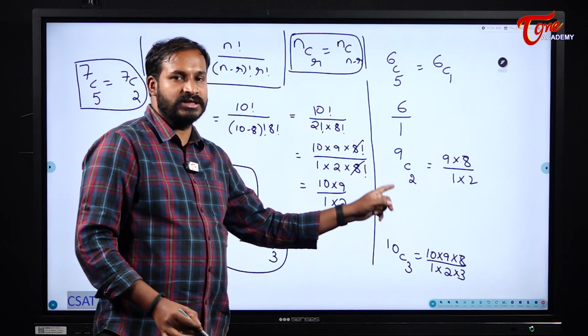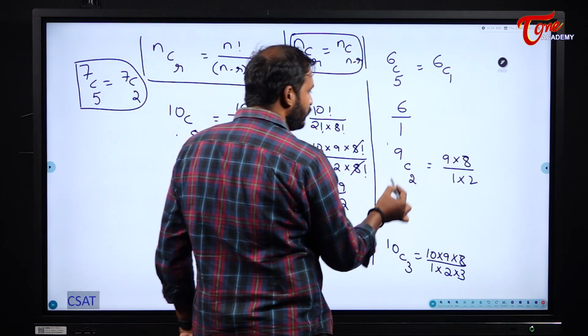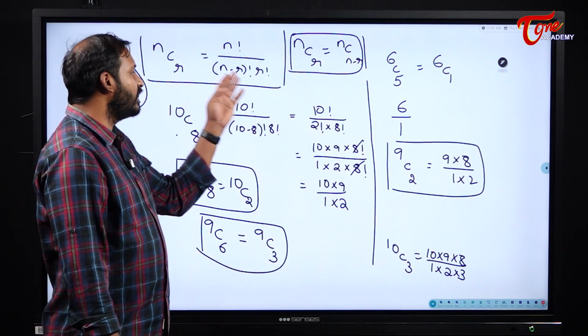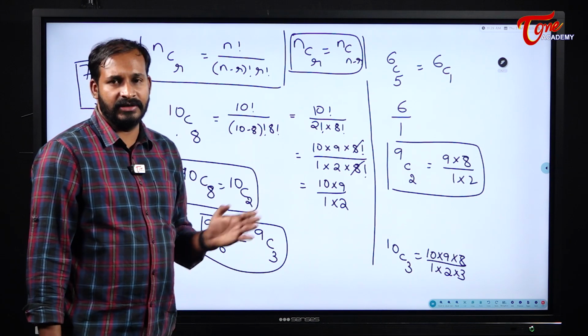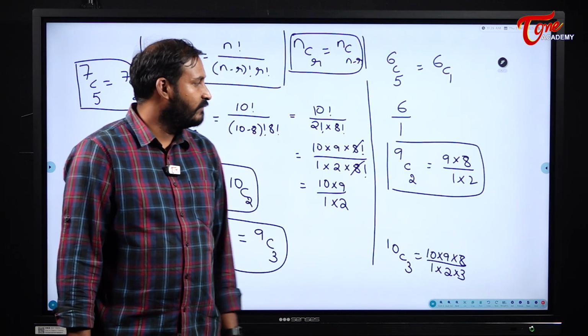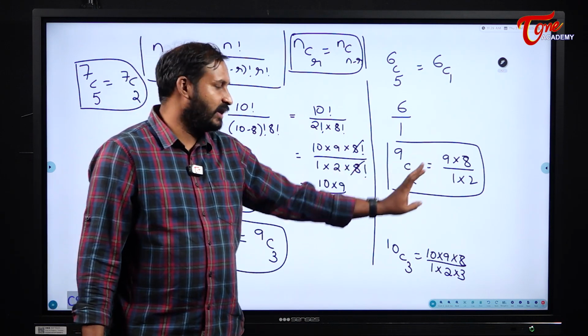So we should know this concept, students, to write the answers quickly. We will take the help of these methods. Each and every time we are not going to substitute everything in the formula and try to get the answer. Instead, for 9C2, we are going to find it in this manner: 9 into 8 by 1 into 2.